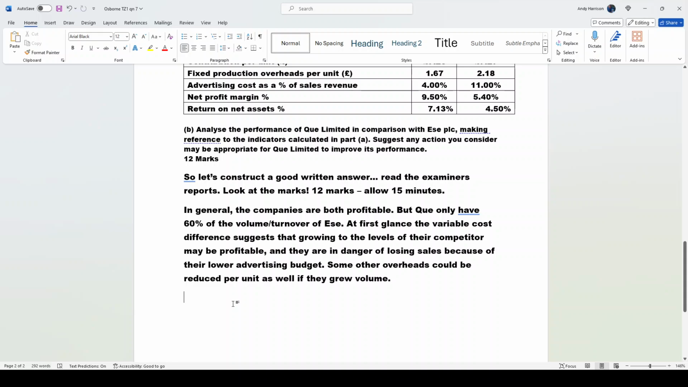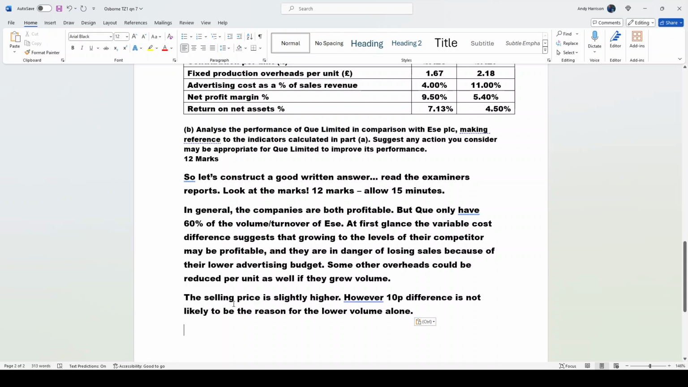Alright, so now we're going to go through table 8 systematically, top to bottom. So we talked about the selling price. The 10p selling price is slightly higher. I suppose you could add the fact that this will increase profitability and contribution, but we've pretty much mentioned this a lot later on. However, the 10p difference is not the reason for the lower volume alone. Unless it's an incredibly high price elasticity of demand, a 10p difference doesn't explain why they've only got 60% of SE's sales.